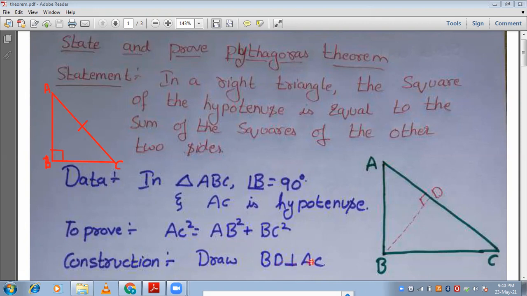Draw BD perpendicular to AC. What is the meaning of perpendicular? Perpendicular means the angle must be equal to 90 degrees. I call this point D. So this line BD is perpendicular to AC. Then this angle is equal to 90 degrees.